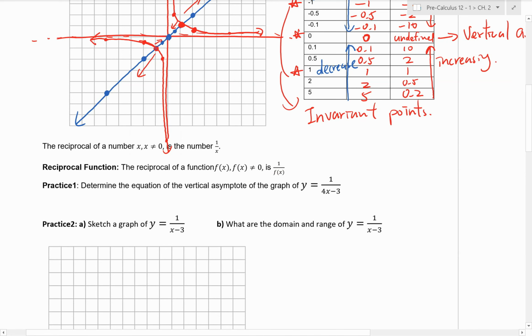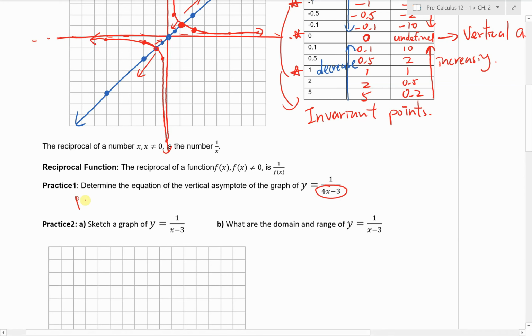Practice 1 is: determine the equation of the vertical asymptote of the graph of y equals 1 over 4x minus 3. So again, I think we did this earlier in the exponential function unit. Vertical asymptote happens when the denominator, actually no, we didn't talk about this in exponential functions. Okay, that's okay. But to get the vertical asymptote, basically as long as the denominator is 0, that will create the vertical asymptote. And the reason why is because we cannot divide by 0, right? So when 4x minus 3 equals 0, that's when the vertical asymptote occurs.